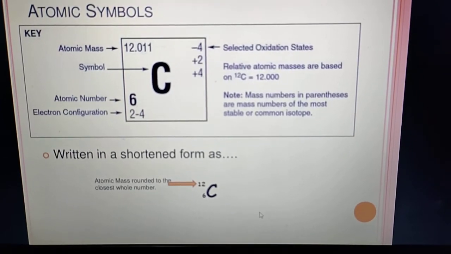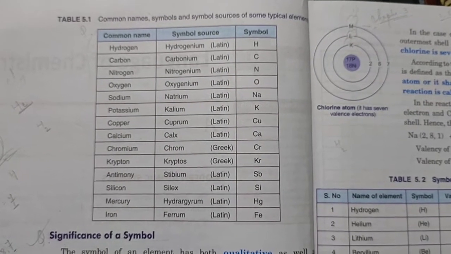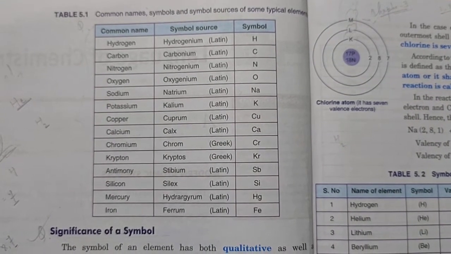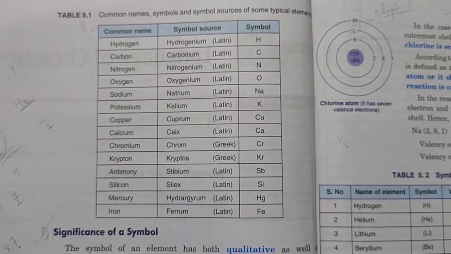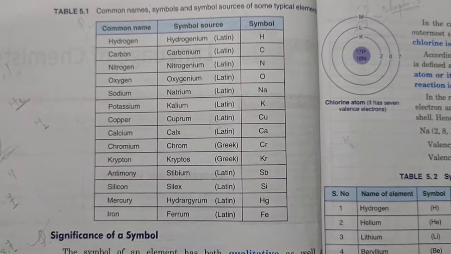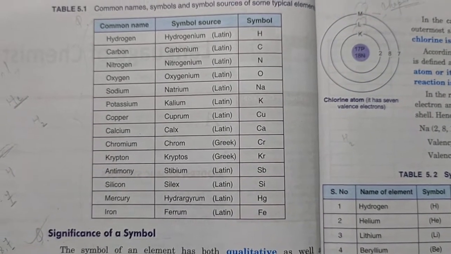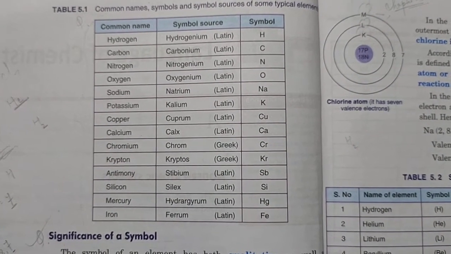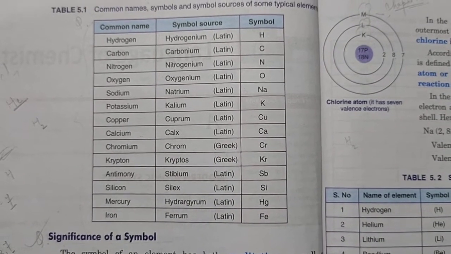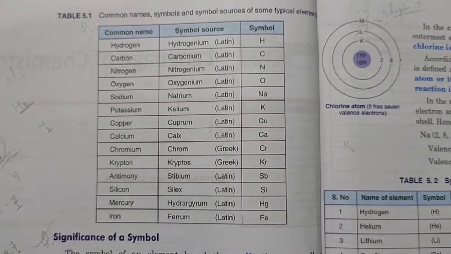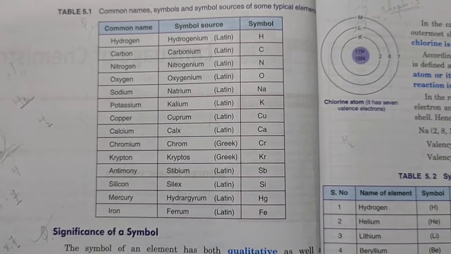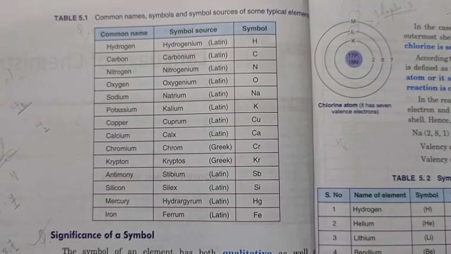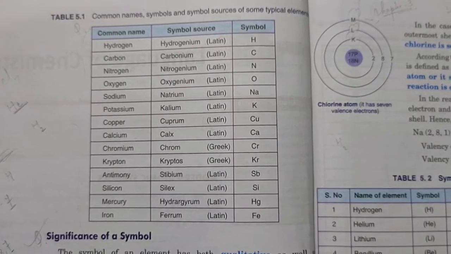Now see table 1. You can see the sources of these elements are either Latin or Greek names. Like sodium, natrium, so capital Na. Potassium, kalium, so it's K. Like that, you can see here the Latin and Greek names of these elements, and how the symbols are denoted by their Latin names.